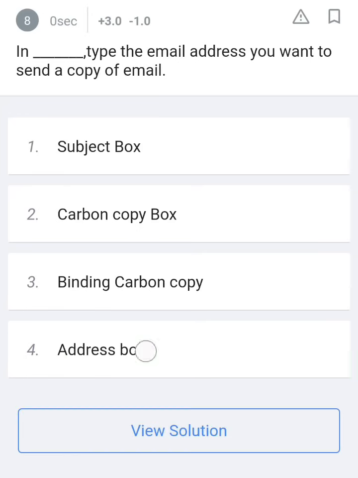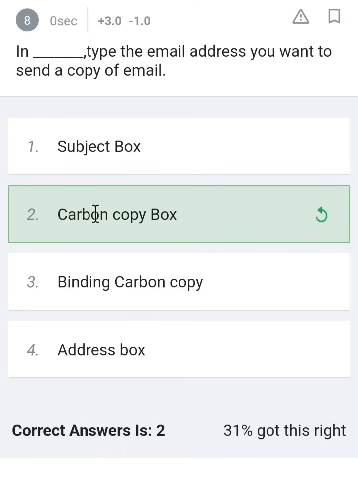Next. In email, the type of email address you want to send a copy to. Suppose you want to send a photo to another friend as well, it is the carbon copy box, CC, carbon copy, and there is also blind carbon copy. In carbon copy you see all the details.